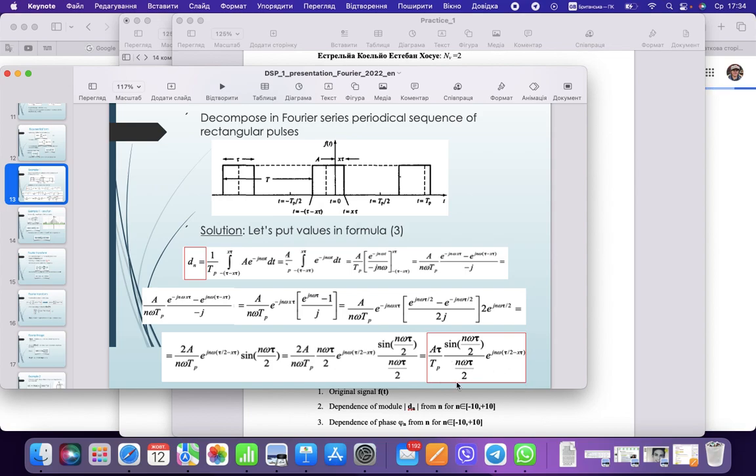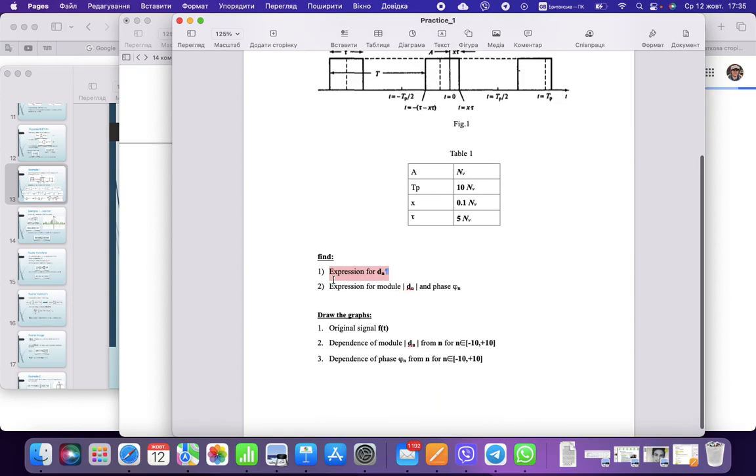In this expression, at first you just write it in this form like in the slide, and after this you put in everything that you can from the parameters. You know, parameter A, parameter tau, TP, again tau, again tau. So you should put it here, and as a result you will obtain the formula that depends on two values, omega and n. Then let's return to our slide. So your task number one, the expression for dn, is already done.